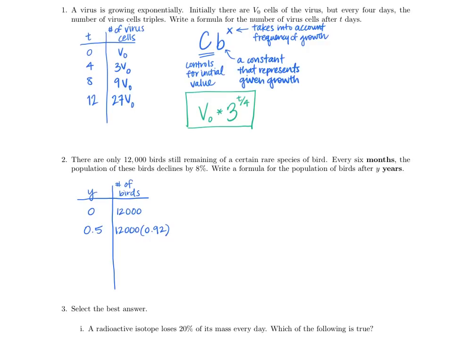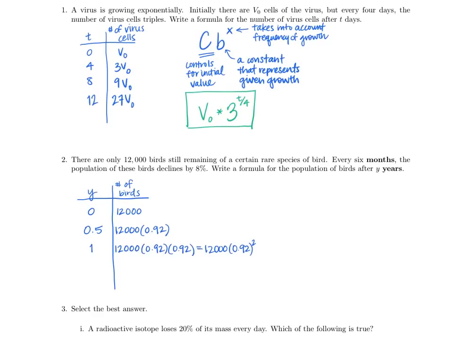What have we done here? Well, we've taken 12,000 and multiplied by 0.92. Remember that we want to see how many birds are left after an 8% decline. Well, that means 92% will remain, and so that's why we multiply 12,000 by 0.92. Well, what happens after another 6 months? Our year timestamp will be at 1, and we'll take the number of birds from half a year ago and multiply it by 0.92 again, because we want to see another 8% decline.